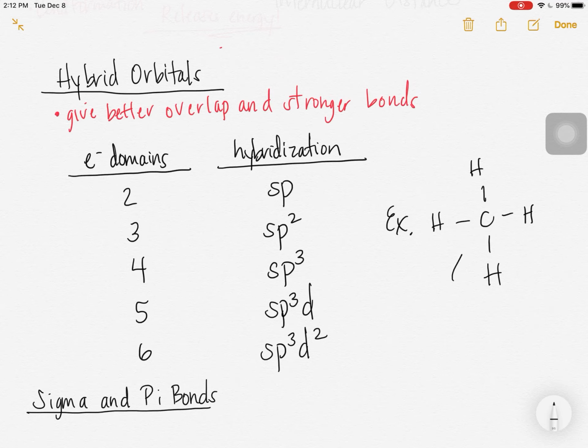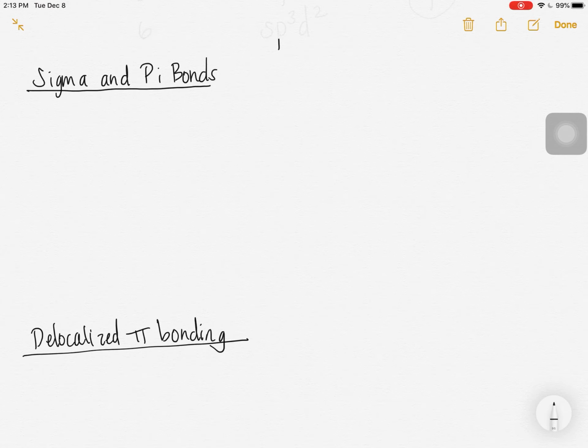So a perfect example would be, I'll just do something really simple like methane. Methane has a tetrahedral geometry. It has 4 electron domains, and so 4 electron domains is going to give me a hybridization on that carbon of sp3, and that's what you would be asked.